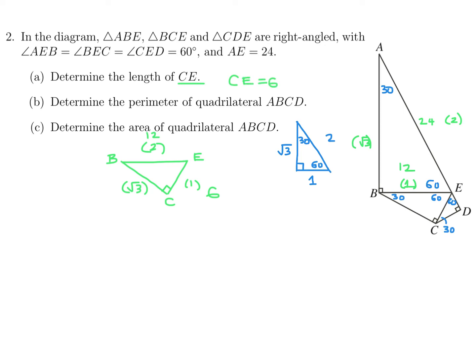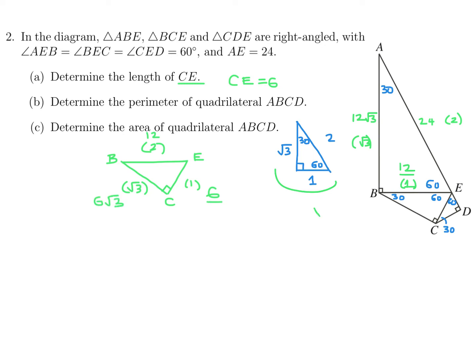All right, part B. Determine the perimeter of quadrilateral ABCD. All right. So I guess we have to figure out all of these lines. I think so far we would be able to get all of these with just this 30, 60, 90 triangle relationship. So that means if this is 12, this would be 12 root 3, this AB. If this is 6, BC would be 6 root 3.